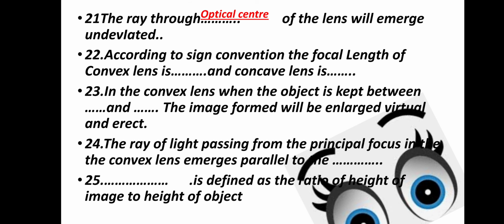Question number 22. According to sign convention, the focal length of the convex lens is dash and of the concave lens is dash. At first we have to understand what sign convention is.